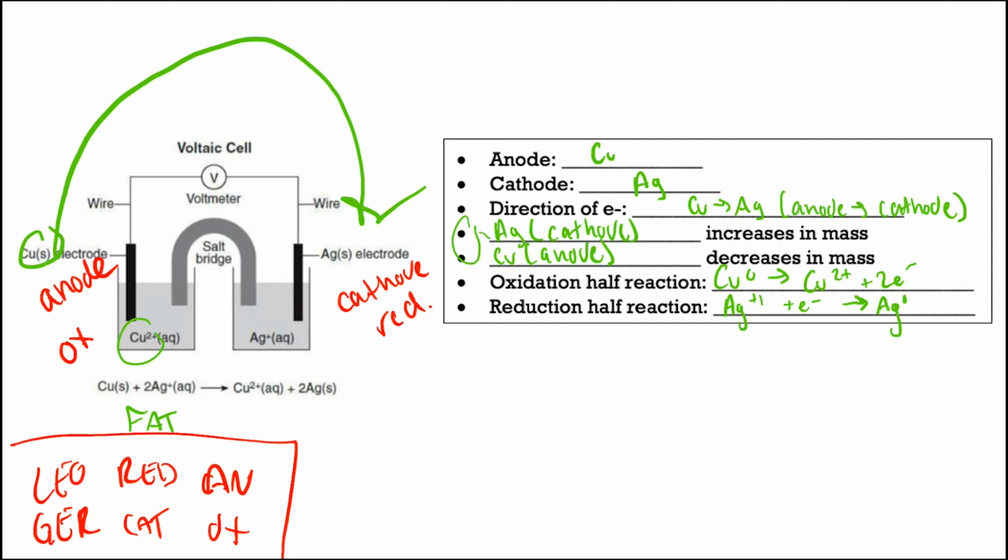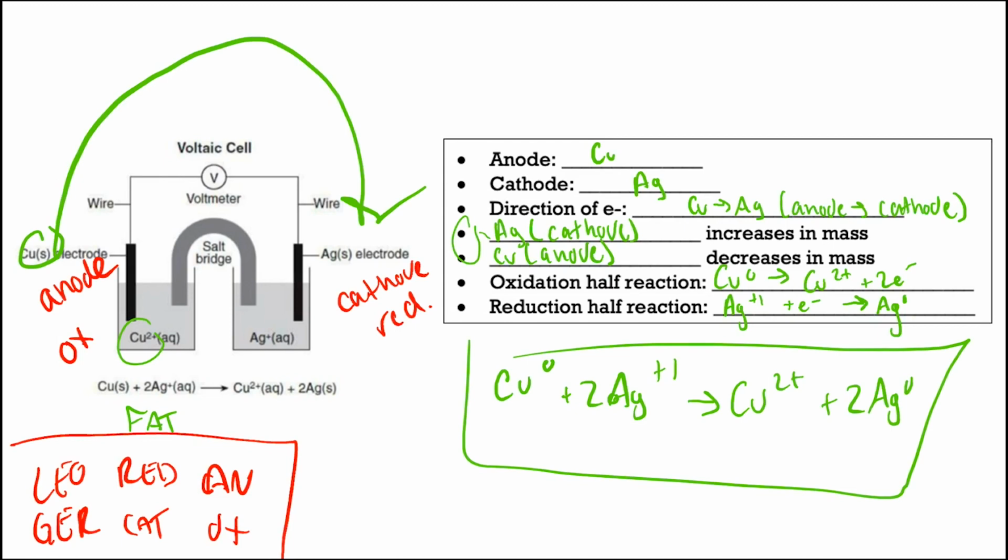If you wanted to go the extra step and write the balanced redox reaction, you could do that, and it would look like Cu(s) plus 2 Ag+ gives you... So that's what the combined one would look like if you wanted to go ahead and take that extra step.